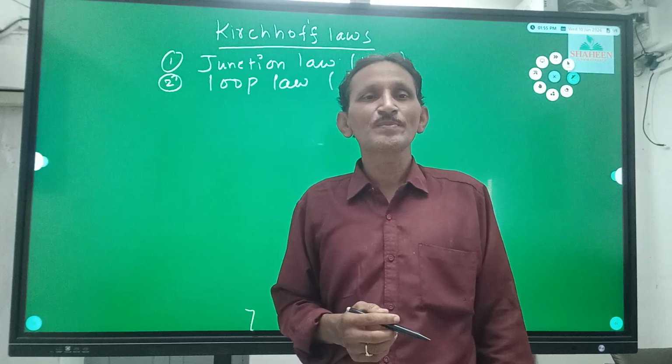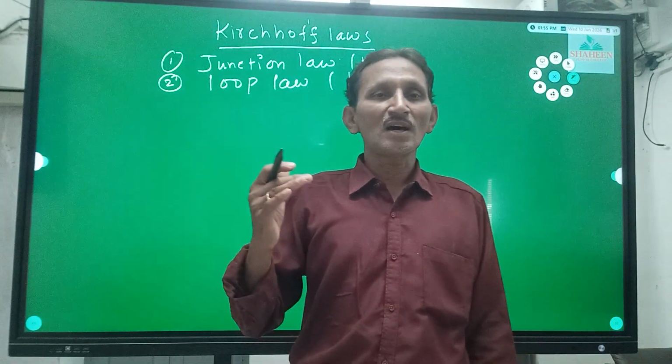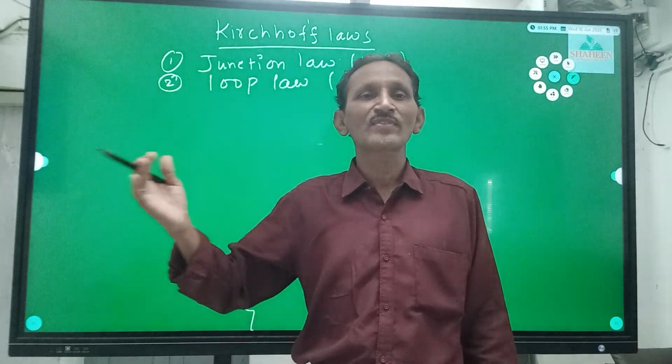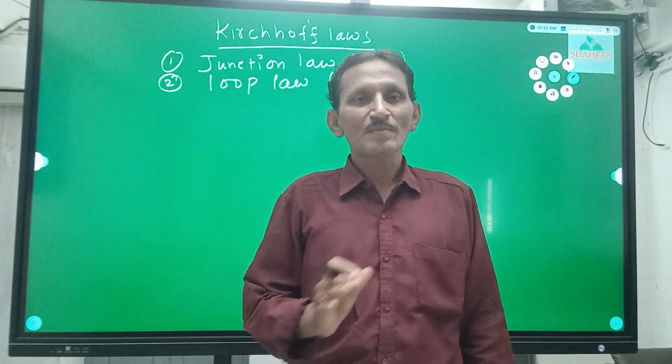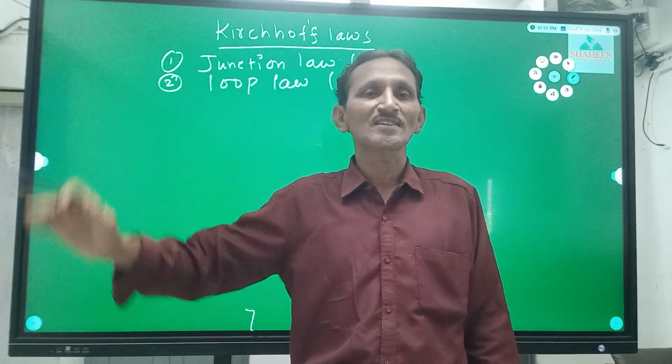Junction law means the algebraic sum of the currents coming into the junction is equal to the algebraic sum of the currents which are flowing away from the junction. The sum of the currents entering the junction is equal to the sum of the currents leaving the junction.